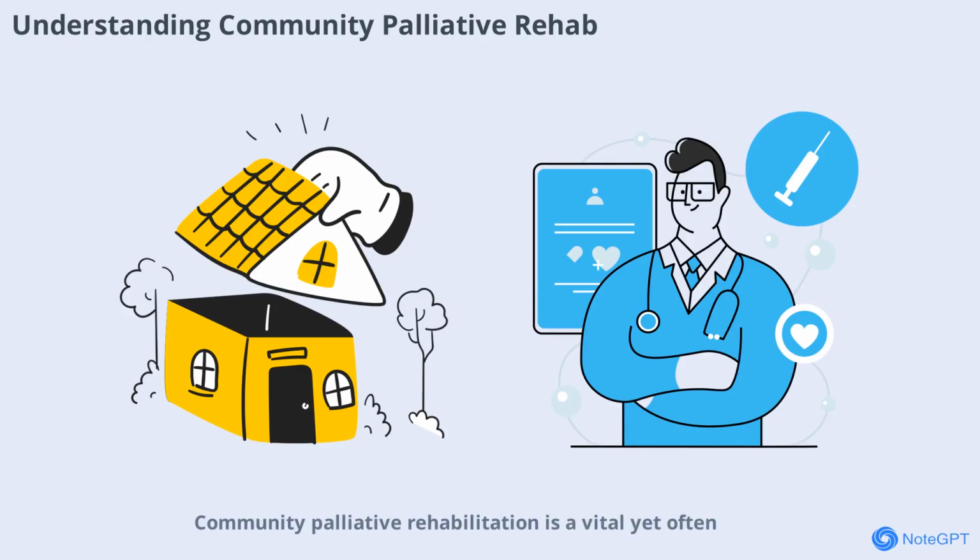Community palliative rehabilitation is a vital yet often misunderstood aspect of care for people with advanced illnesses. Unlike hospital-based services, community palliative rehab brings physiotherapy and occupational therapy directly to patients in their homes or local centers. This approach aims to help individuals maintain function, independence, and quality of life, even as their conditions progress. However, there is currently no standardized guidance on how these services should be delivered in the community, leading to inconsistent care and unmet patient needs.